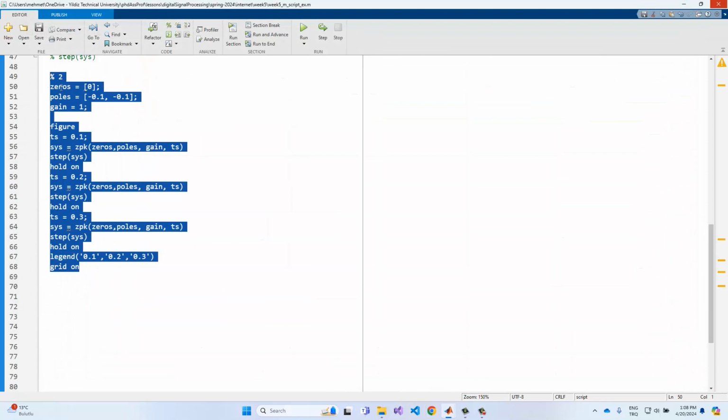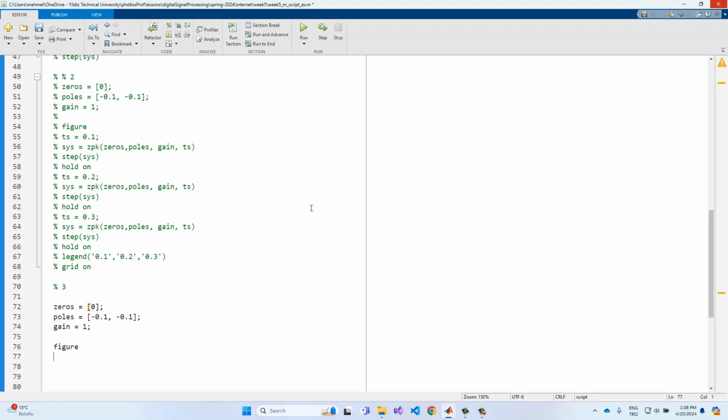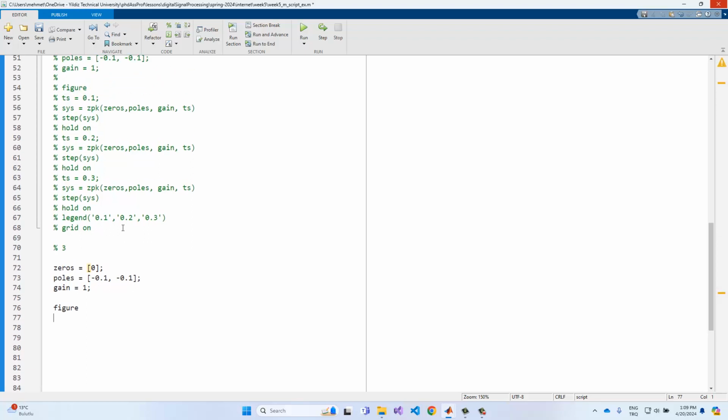So this is the second example about our response. We can write the zeros value in here, 0, 0, poles, for example, minus 0.1, minus 0.1, and gain can be assigned with the 1. Okay, and so we can draw the figure in here just like this one, and we can set the different values in here. Just remember that in the figure we can copy the whole of these things in here just like this one.